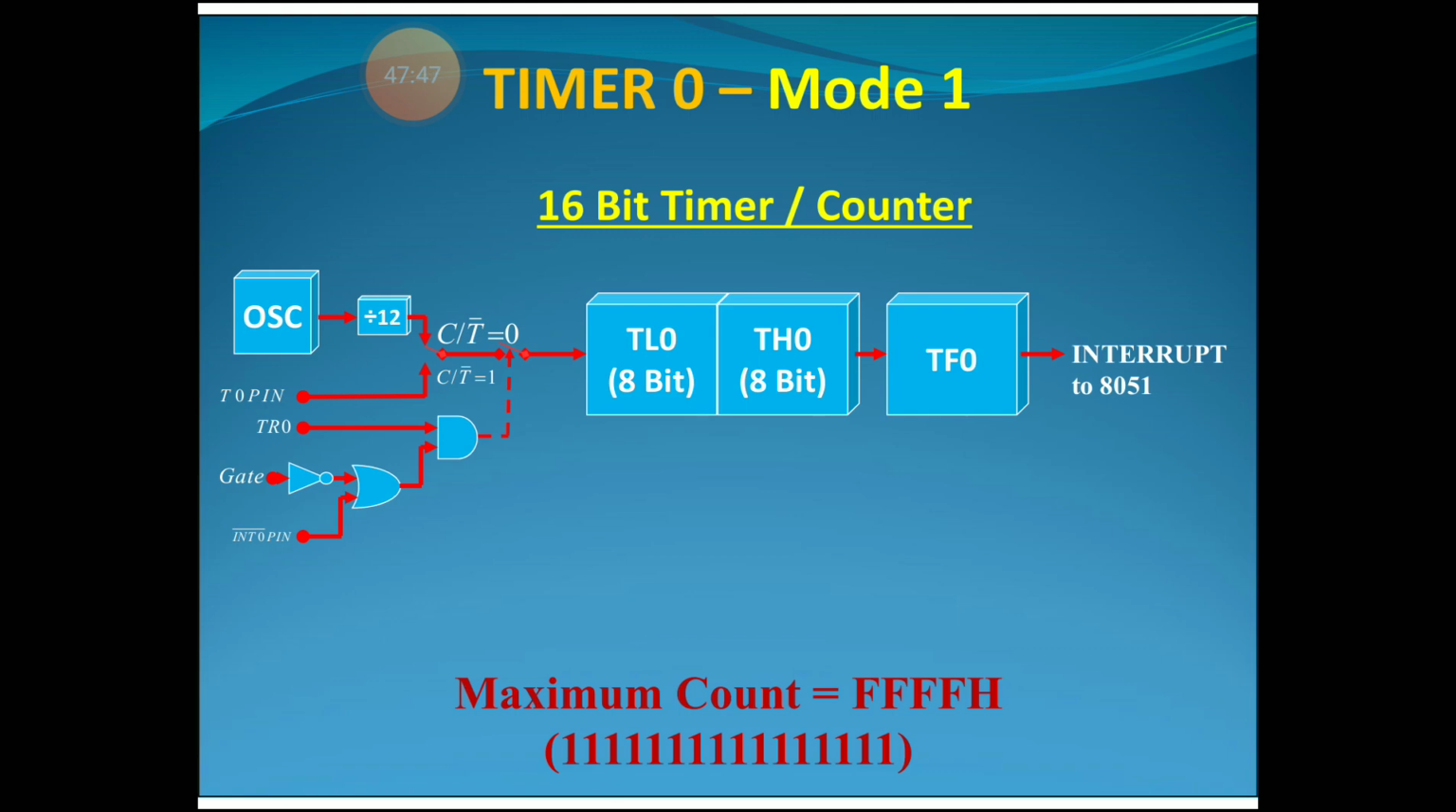Here the 13-bit timer in mode 0 is replaced by a 16-bit timer in mode 1. Here the 16-bit timer counts up to the maximum value, that is 16 ones or FFFFH. Upon the next clock pulse, this timer overflows. The overflow flag is set in the TCON register. This flag generates an interrupt signal to the controller.